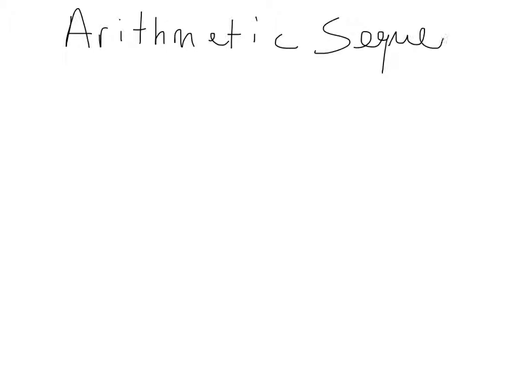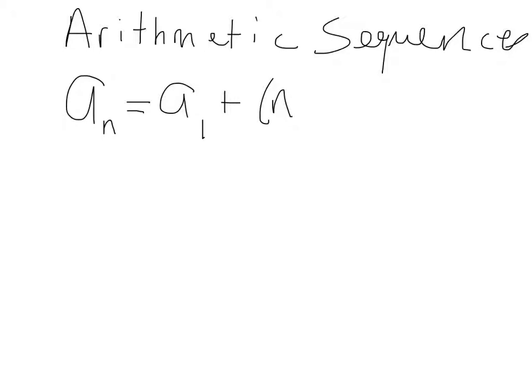The first one is for arithmetic sequences. I'm writing with my finger here, I hope it's clear. The formula is a sub n equals a sub 1 plus n minus 1 times d.